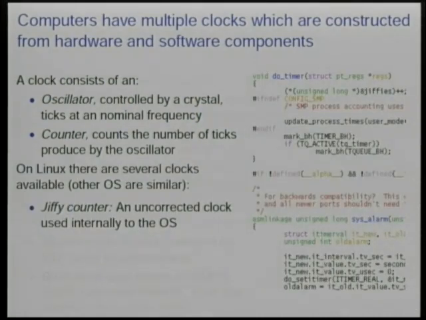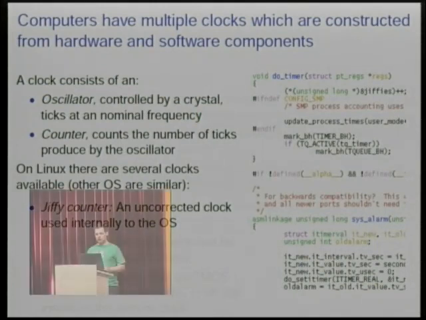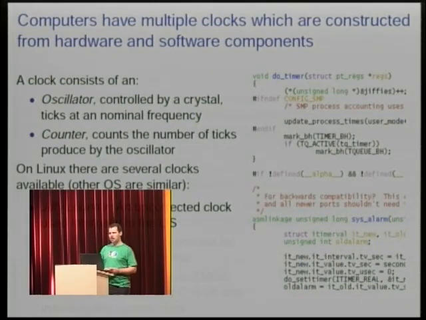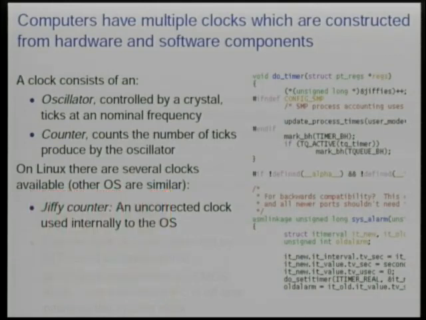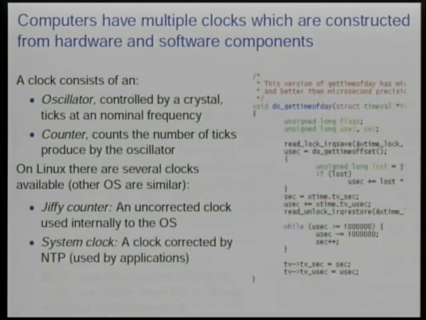A computer will generally have multiple clocks, and I'm going to talk about a few of them here. I'm going to give examples from Linux, but other operating systems are quite similar. One important clock is the Jiffy counter, and on Linux, this is only available to the kernel. Importantly, it's not corrected for any clock skew, and NTP doesn't apply to this. There's also the system clock, which is the one that is actually available to user mode programs through the gettimeofday system call.